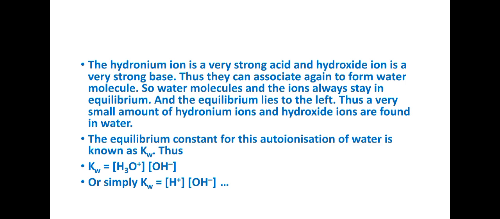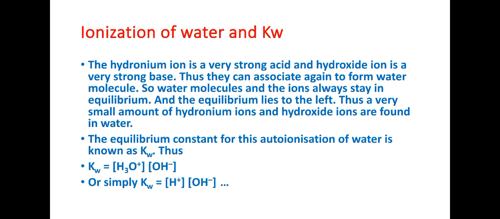Before writing the relationship between Kw, the equilibrium constant, and self-ionization of water, we should know what hydronium ion is and what hydroxide ion is. The hydronium ion is a strong acid and the hydroxide ion is a strong base. So they can associate again to form water molecules. In this case, they react with each other and form water molecules again. As a result, the water molecules and ions always stay in equilibrium. We should underline this line: water molecules and ions always stay in equilibrium. The equilibrium lies to the left. Thus, a very small amount of hydroxide ions and hydronium ions are formed in water.